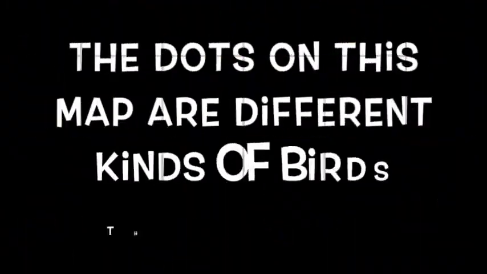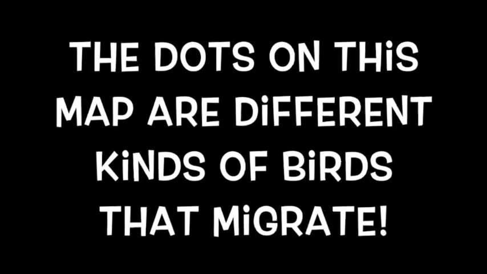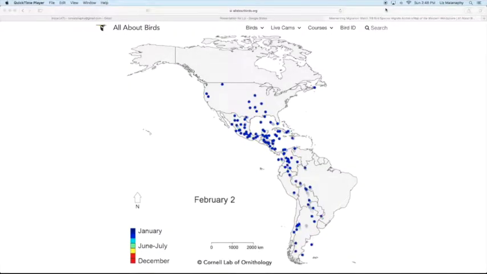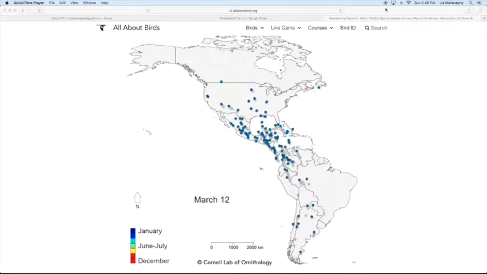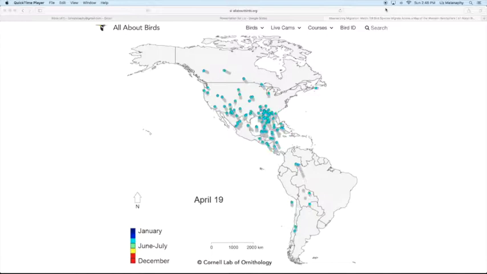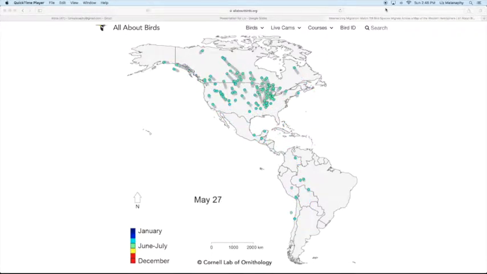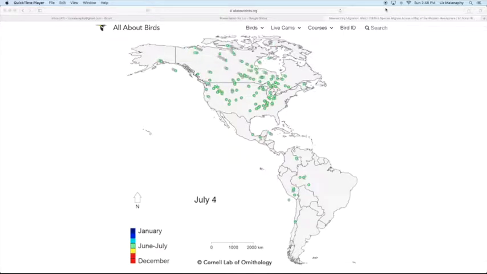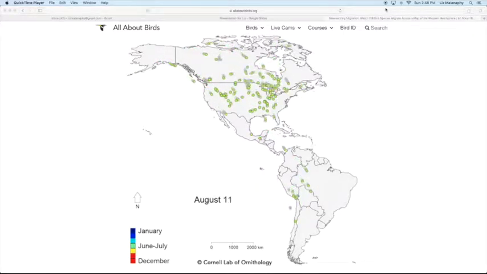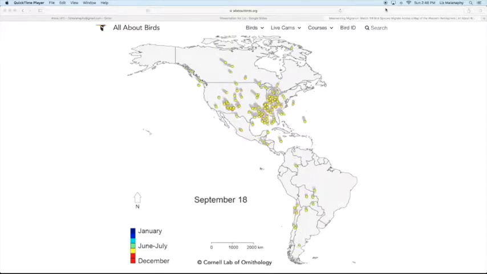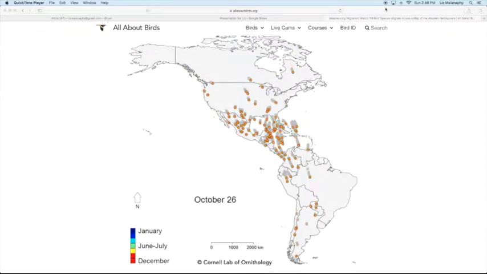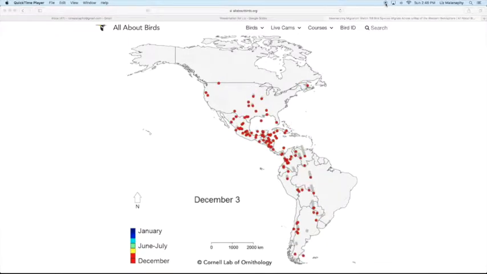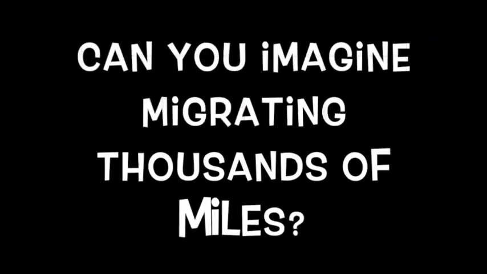Check this out. The dots on this map are different kinds of birds that migrate. Oh my gosh, watch these tiny dots moving from south up into the north as it gets warmer, and now it's close to May and they're all coming up by us. They go even further north and then they kind of turn around and start going south because they know it's going to get cold again. Some of them have to fly over the Gulf of Mexico with their tiny, tiny wings, and they go all the way back down to where it's warm so that by December, there they are again, and then it starts all over. Can you imagine migrating thousands of miles, flying over the ocean with those tiny wings? Amazing. Birds are pretty cool.